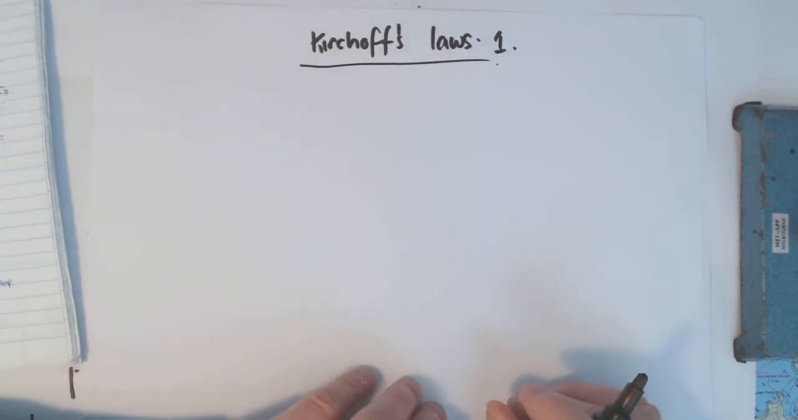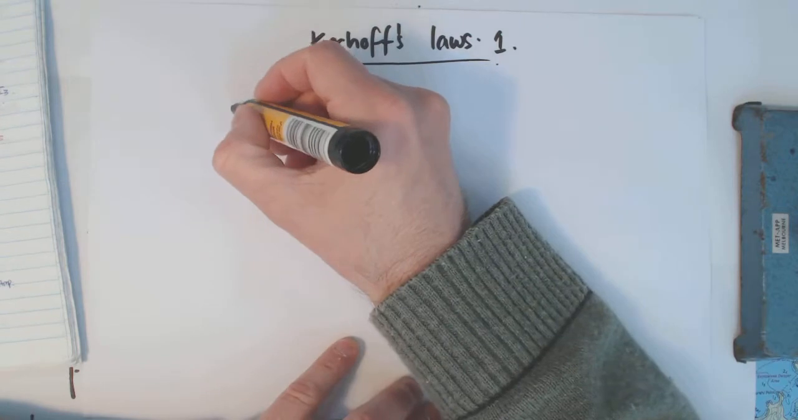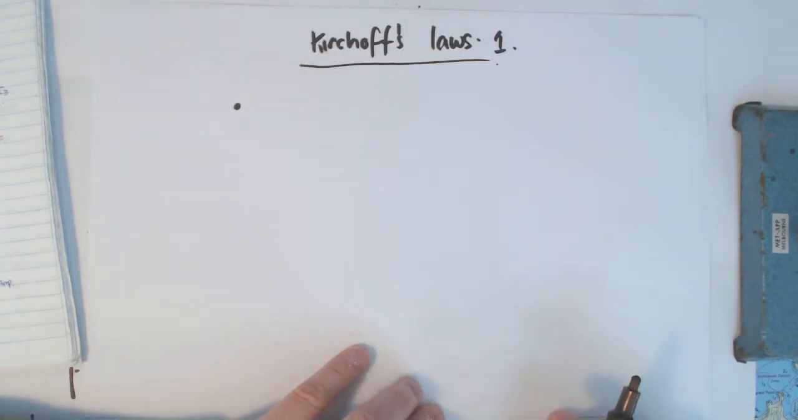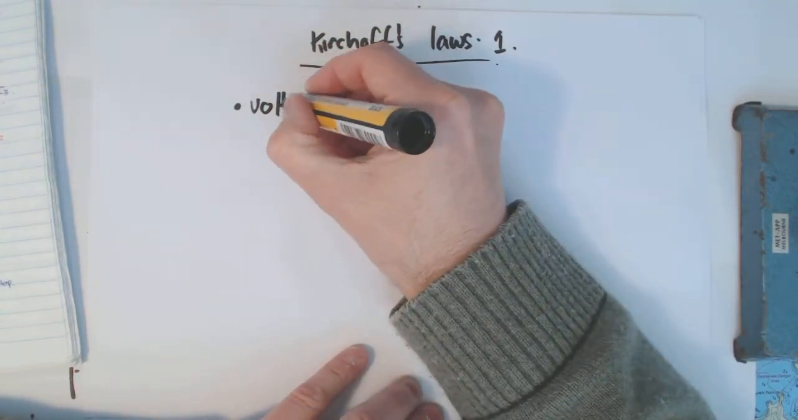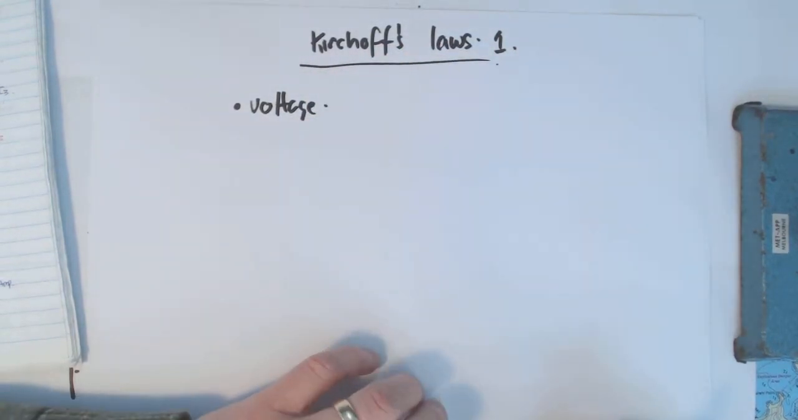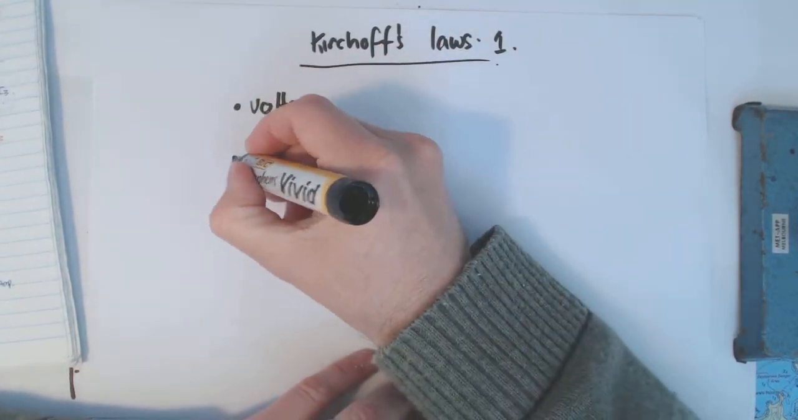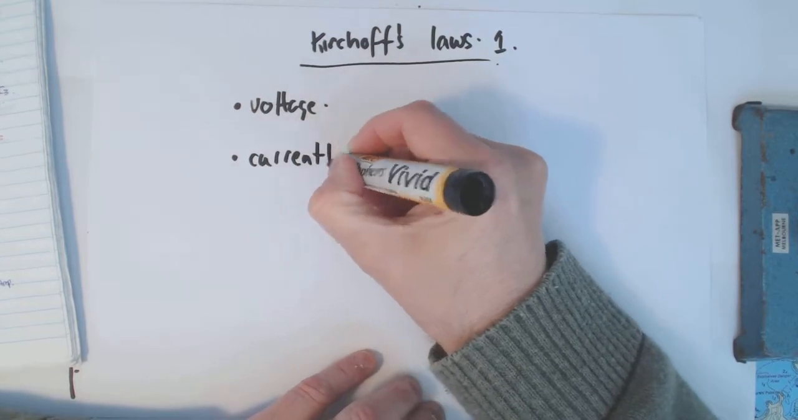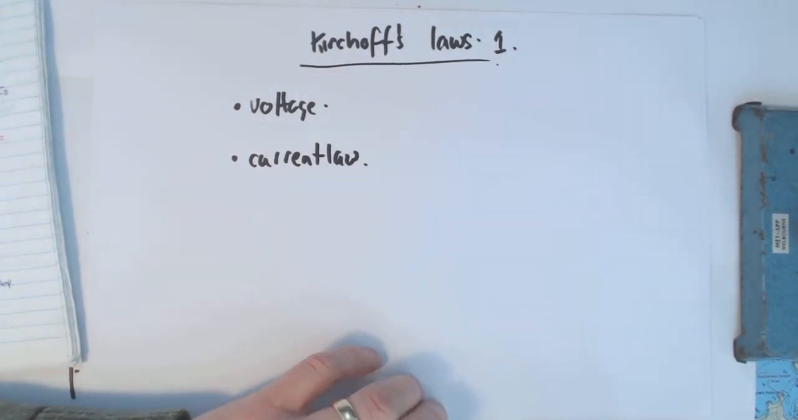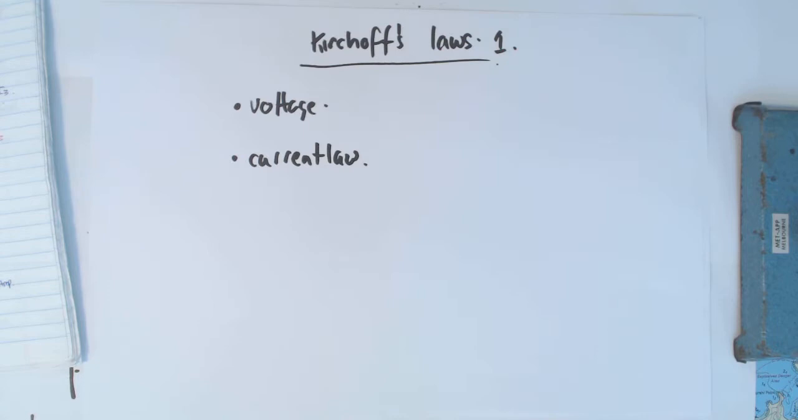Kirchhoff's laws, some people find them fun, some people find them tricky. There's two principles though with Kirchhoff's laws. One is sort of like the voltage law, if you like, and one is the current law. And one basically says that if you go around a loop in a circuit, this is the voltage law I'm talking about, a closed path in a circuit, the potential voltage is zero.